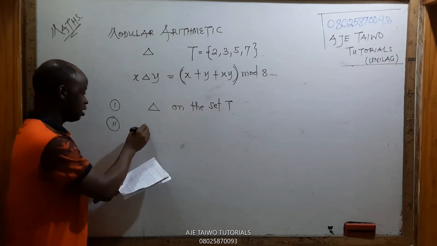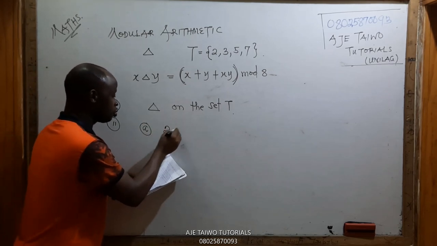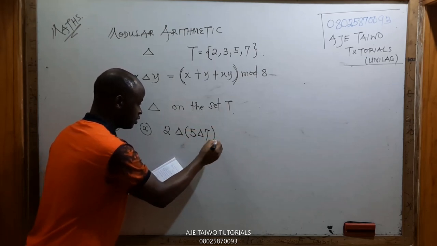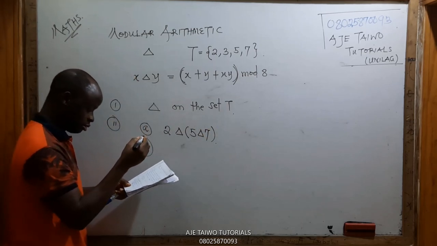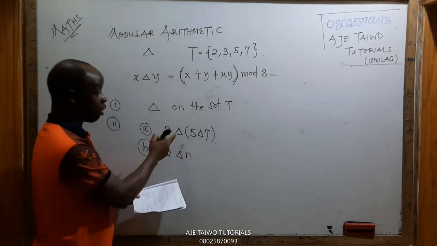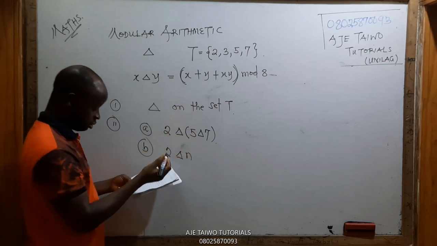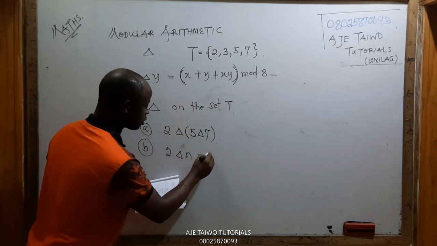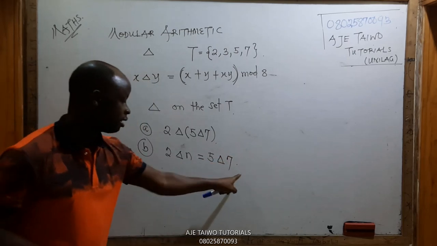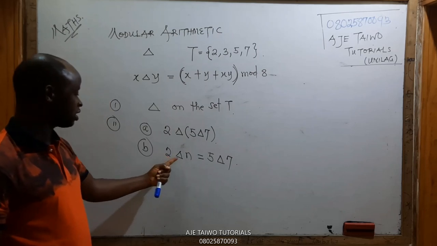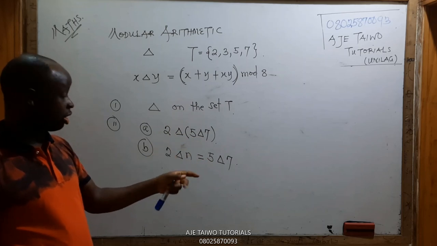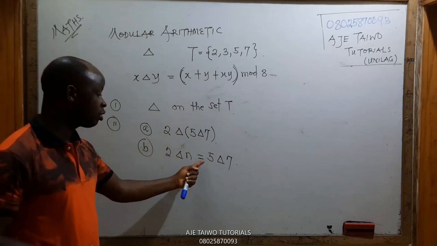Use the table to find A, 2 5 7. B, 2 star, and I call this new star, it's triangle, just call it star, okay? Equals 5 star 7. Here means you find the value of n. 2 star n equals 5 star 7. What is n? I call it star. I call the operation triangle. 2 triangle n equals 5 triangle 7.